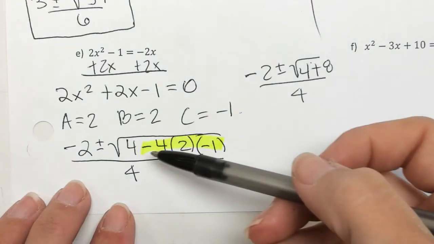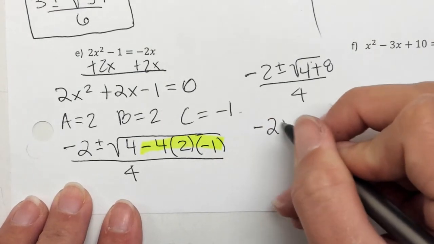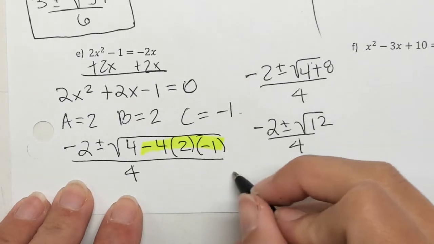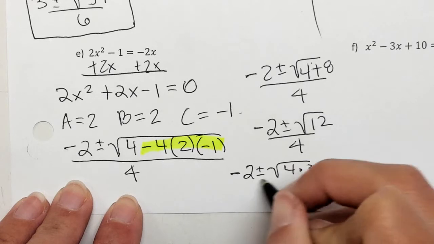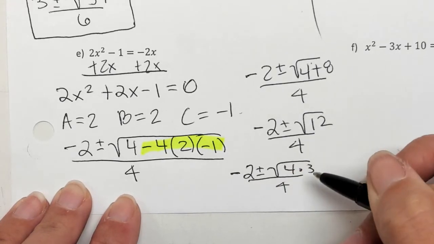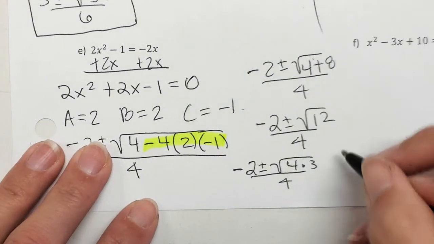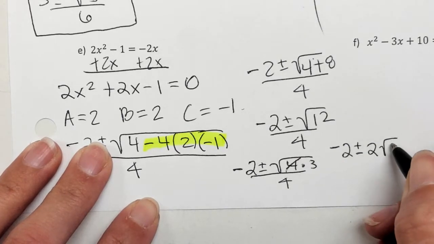And again, the 8 came from negative 4 times 2 times negative 1. Alright, 8 plus 4 gives us 12, right? Now, Logan, are there any perfect squares that go into 12? 4. Good. So we're going to rewrite this square root of 12 as 4 times 3. I'm breaking it up into a perfect square because I'm going to bring the 4 out of the radical. When I bring it out, it gives me 2. Good. Square root of 4 is 2. What stays underneath the radical? 3.